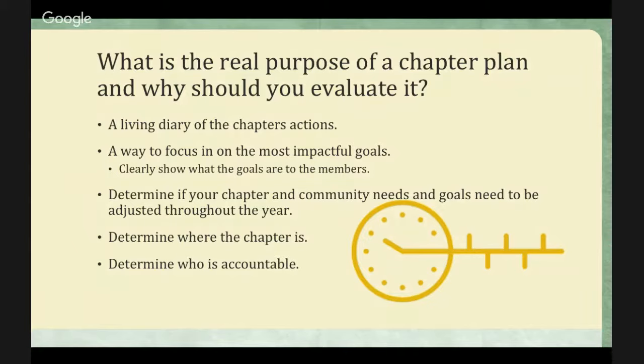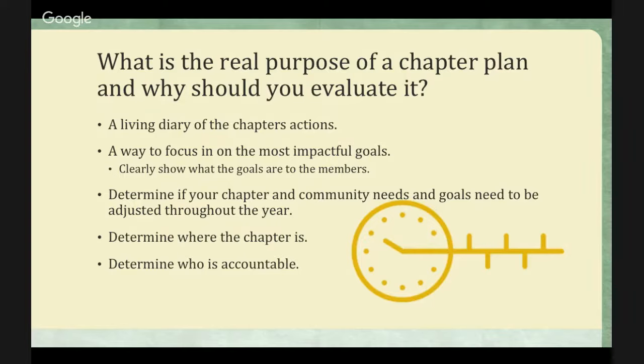It's also a clear way to look at, it's a way to focus in on the most impactful goals. It will show your members what those goals are to get everyone on board.